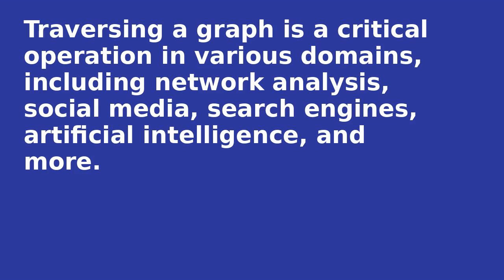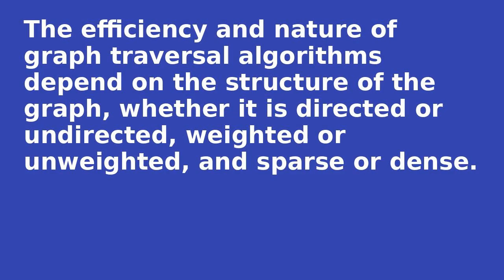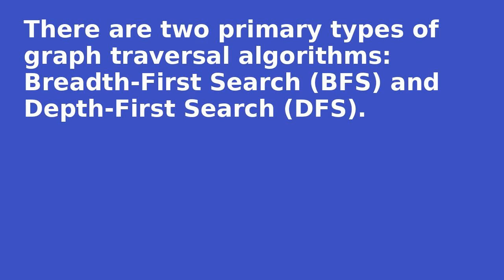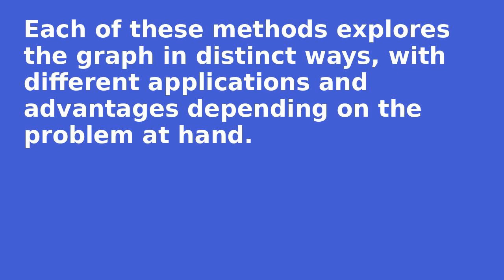Traversing a graph is a critical operation in various domains, including network analysis, social media, search engines, artificial intelligence, and more. The efficiency and nature of graph traversal algorithms depend on the structure of the graph, whether it is directed or undirected, weighted or unweighted, and sparse or dense. There are two primary types of graph traversal algorithms: breadth-first search, BFS, and depth-first search, DFS. Each of these methods explores the graph in distinct ways, with different applications and advantages depending on the problem at hand.